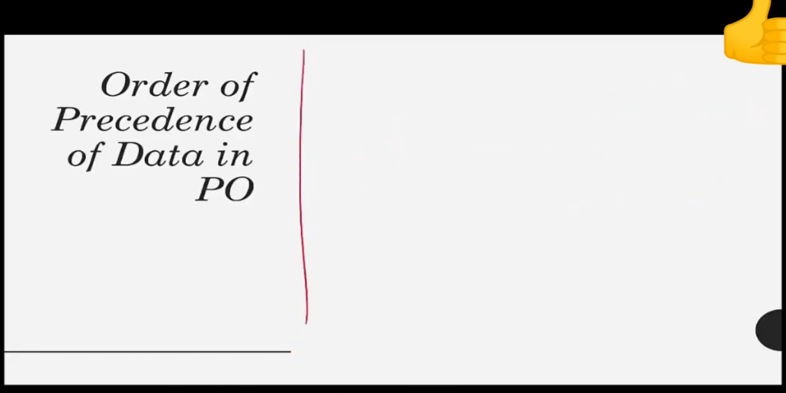And we have seen the order of precedence in the PO, meaning if a particular piece of data comes from two different sources, you know how to check which one takes precedence. Just maintain the data and create transaction and check where the data comes from.